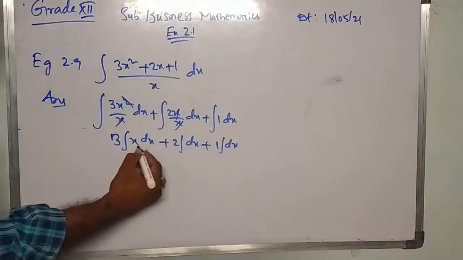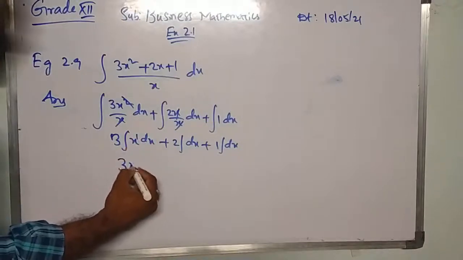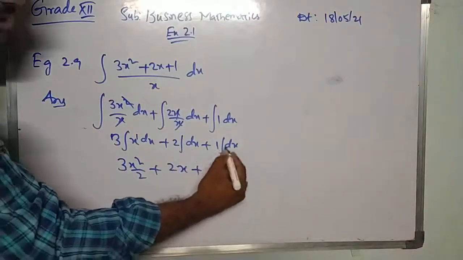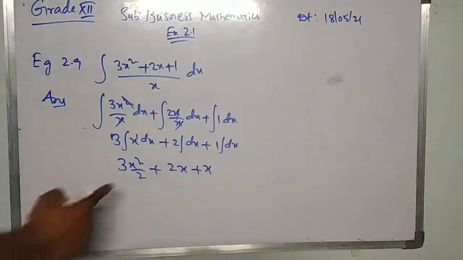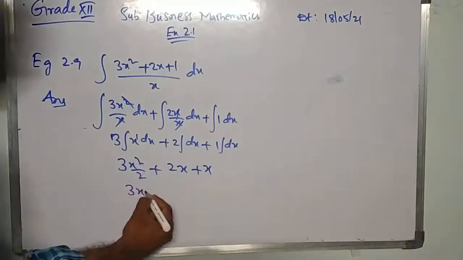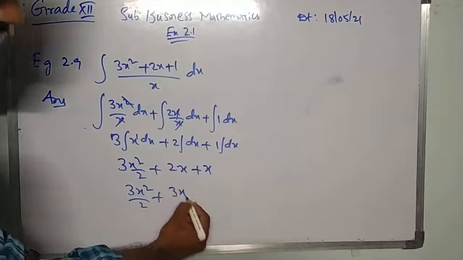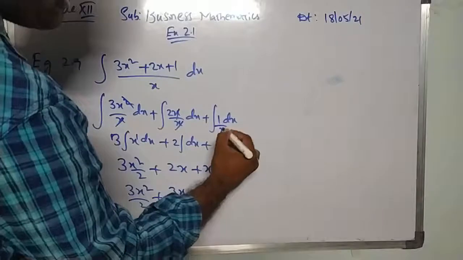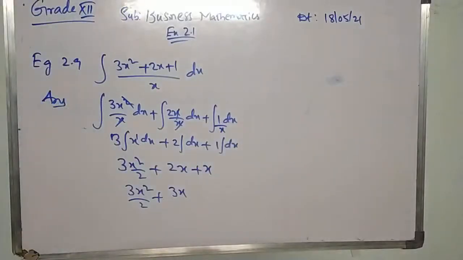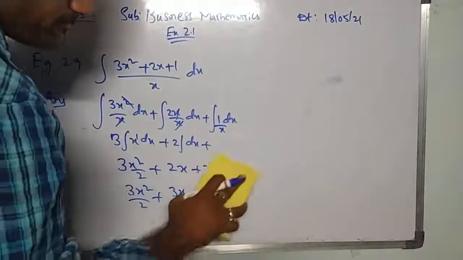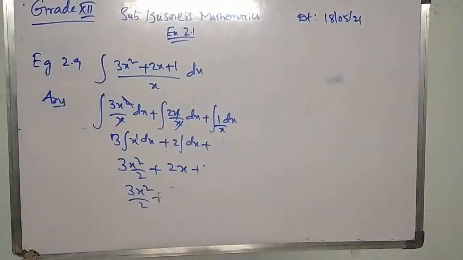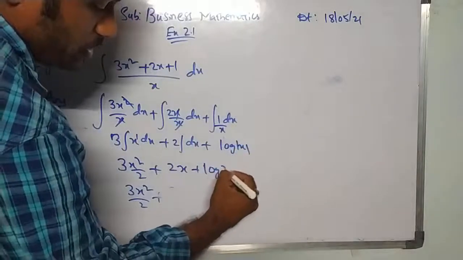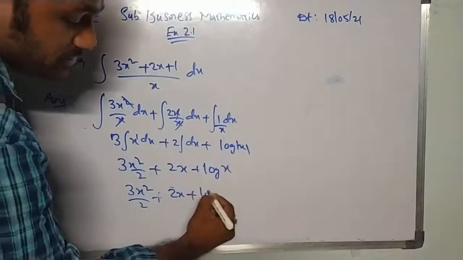So integral x means x power 1, so it will become 3x square by 2 plus 2 integral dx, that means x, plus 1 integral dx, that means x, 1 into x. So 2x plus x is 3x. So the final answer is 3x square by 2 plus 3x. Oh sorry, here it is 1 by x now. So what is the value of integral 1 by x here? Integral 1 by x will be log x. So here it is 2x plus log x.